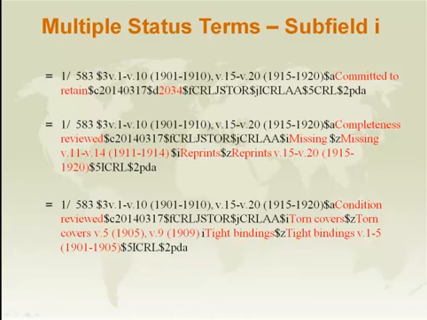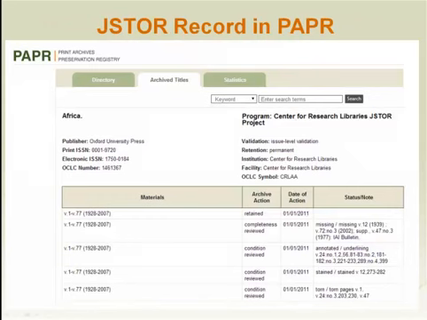This next one is an example of the third 583, which should be a condition reviewed, and you can see that we have both the torn covers and the tight bindings in the same MARC 583. It does get a little confusing as you construct it. This next slide is the same as the one we saw in the beginning, just a duplicate of that first slide. So this is the end result after you have used all of the different subfields and described the actions.